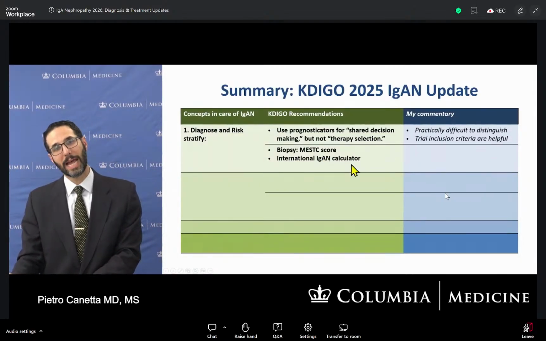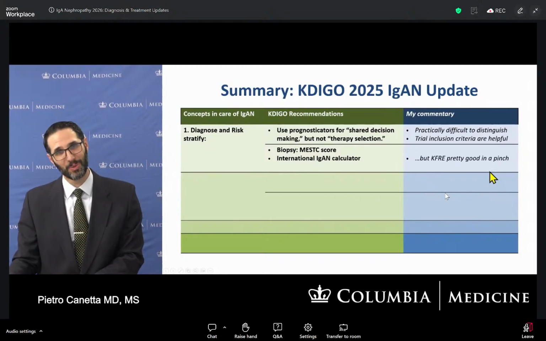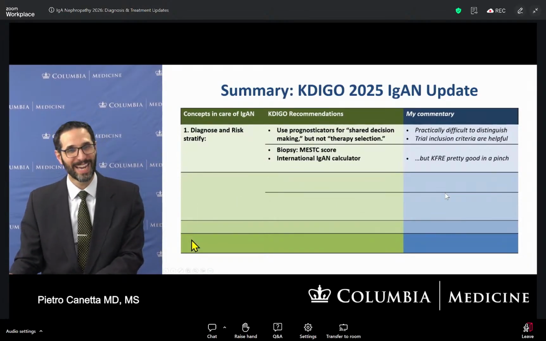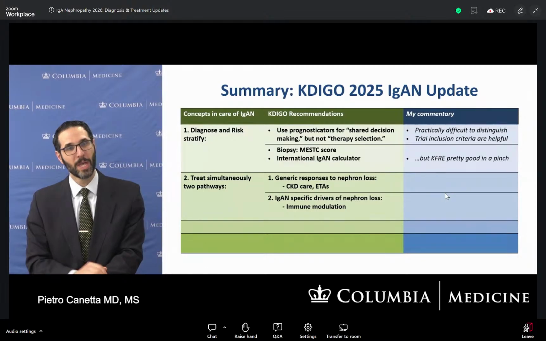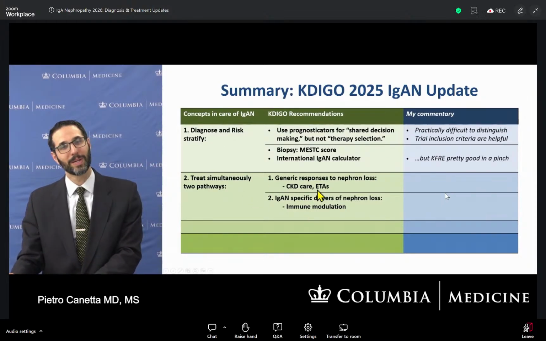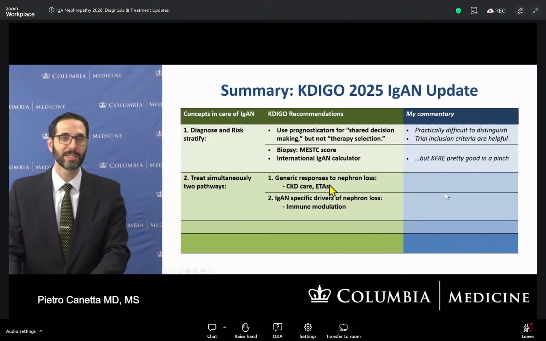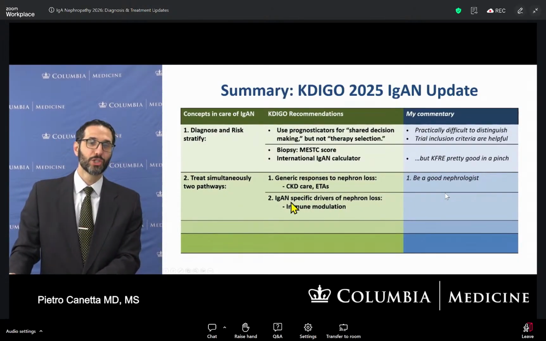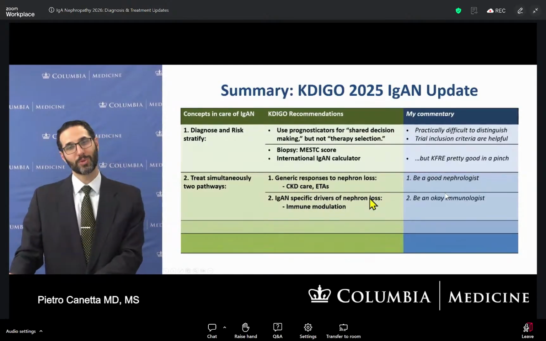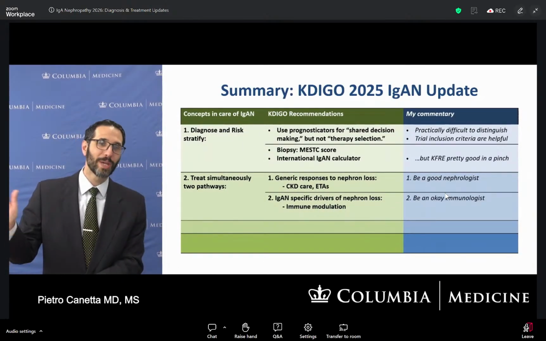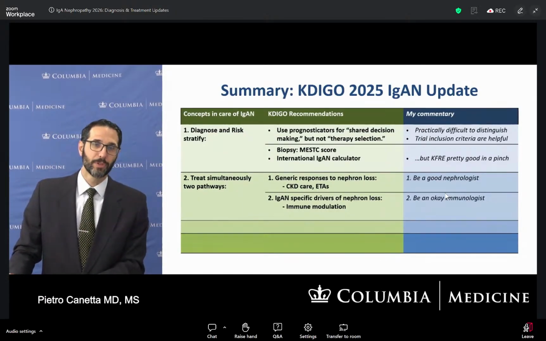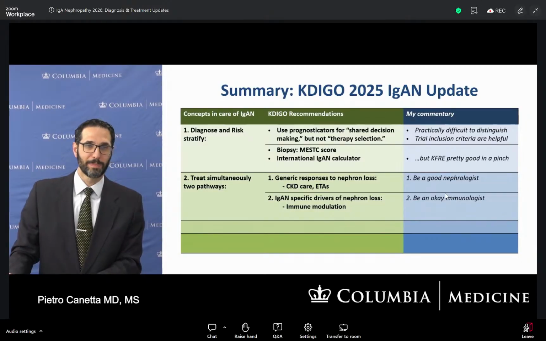What about these calculators? These are fine. KFRE actually works really well as well, and is a lot less work to put in, but many of the authors of the International Calculator are also the authors of KDIGO, so it's a good calculator, it's fine to use. We have these two simultaneous pathways. Treat the generic response to the nephron loss, fine, be a good nephrologist, CKD care and maybe endothelin antagonists as well. Treat the IgAN specific drivers of nephron loss, guess what? You have to be an immunologist as well, at least an okay immunologist, at least an immature immunologist. And that is increasingly important if you're going to treat patients like this, to understand what you're doing on an immunologic basis.